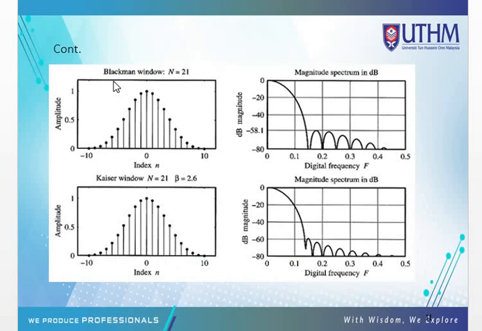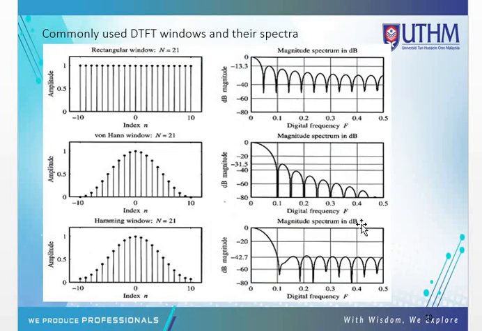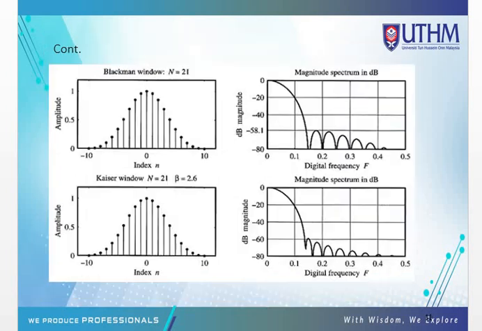Whereas this one is the Blackman window with the same n equal to 21 too. And this is the magnitude spectrum. Okay, it's slightly different from the previous. Previous is this one, the Von Hann and the Hamming, whereas this one is the Blackman, and the last one is the Kaiser window, with beta equal to 2.6. And this is the magnitude spectrum. It can be seen that the main lobe is bigger as compared to the side lobe.